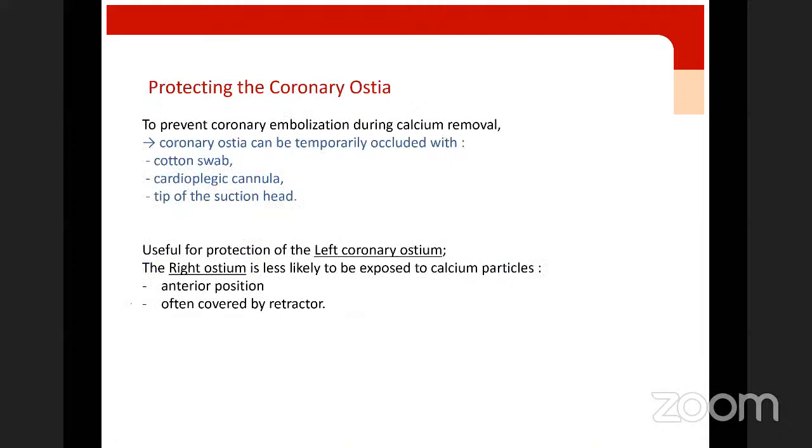To protect the coronaries from calcium particle embolization, as we remove the calcium particles, the ostia should be temporarily occluded with a swab or with the tip of the suction head. These precautions are useful in protecting the left coronary ostium, as the right coronary ostium is less likely to be exposed to calcium particles. This is mainly because it's in an anterior position and because it's often covered by the valve retractor.